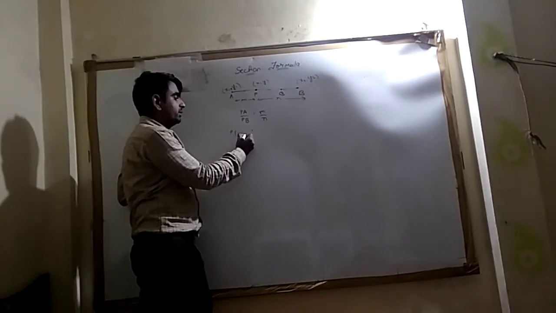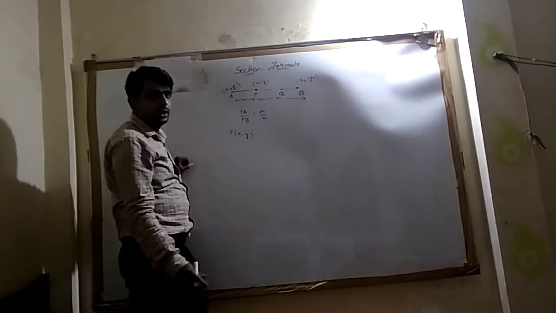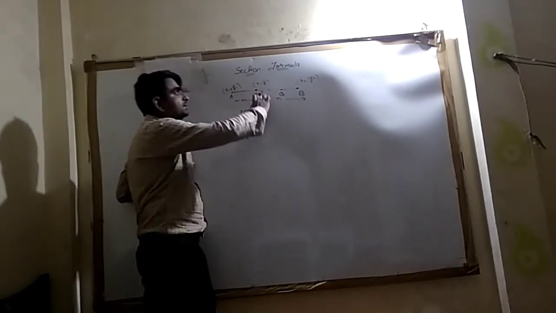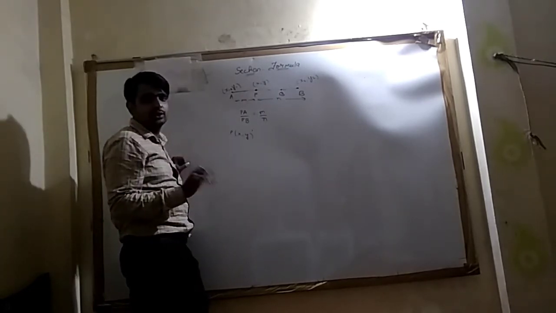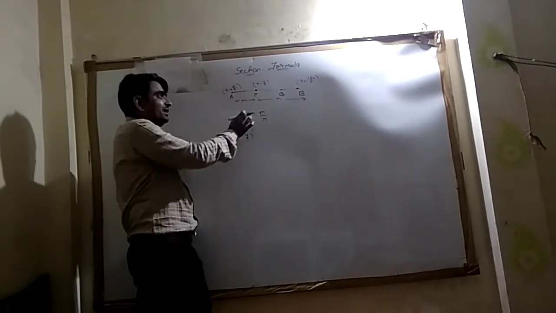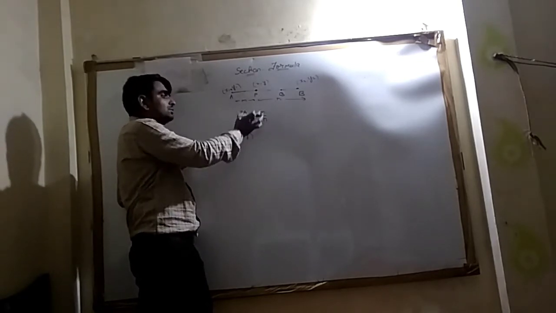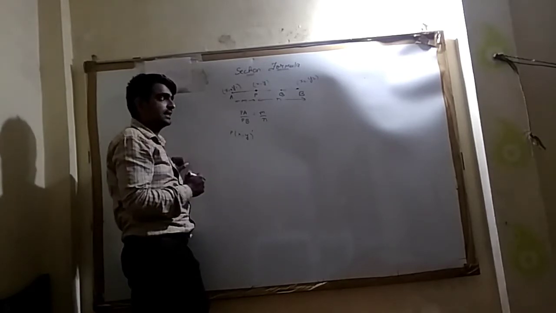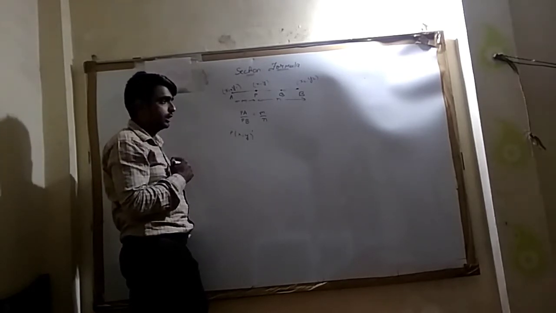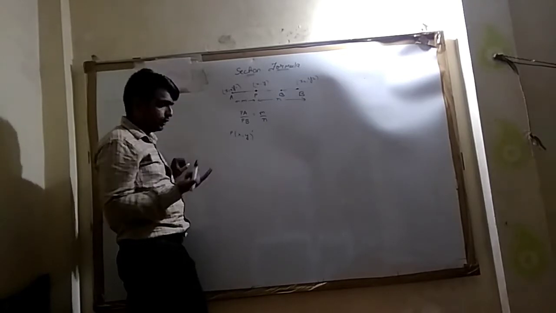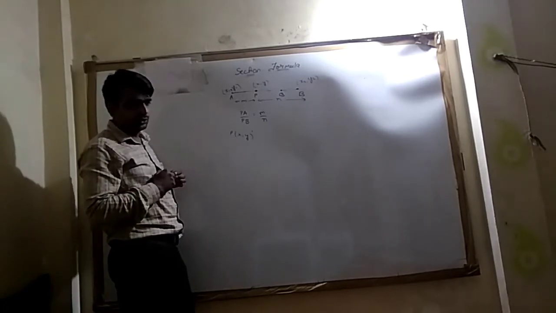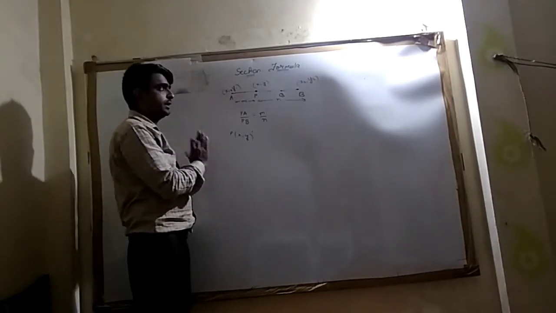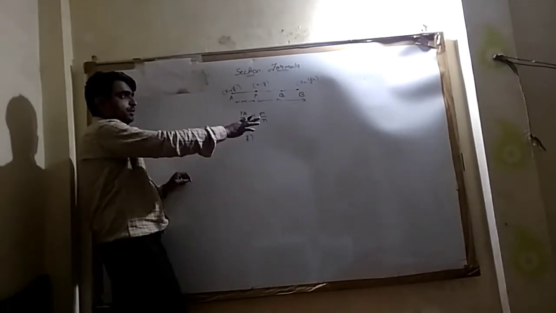Point P's coordinates can be found out, and the formula which is used to find these coordinates is known as section formula. Since it divides the line segment into some sections in some ratio, therefore it is known as section formula. Okay, now what is this formula? I will show you the derivation of this formula.